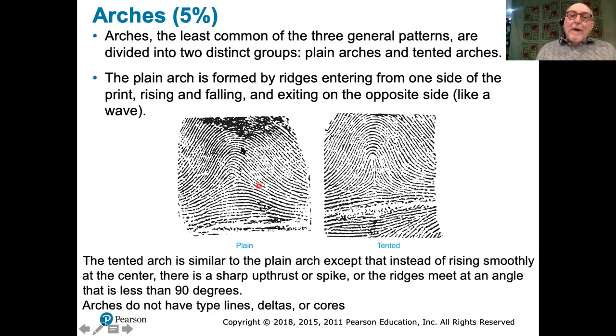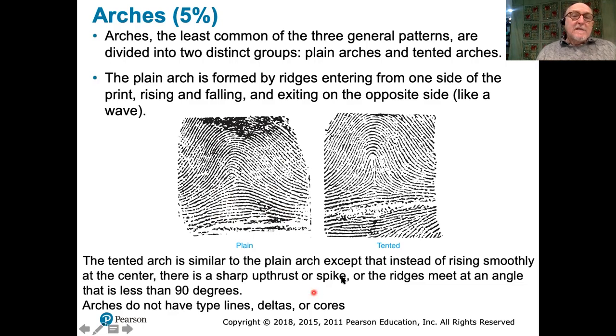And this here is a plain arch. It has no real core to it, and these are not type lines, because the type lines frame a core. The arch has no core to it. And it does not have deltas either. Although you may see lines diverging, that is actually just referred to as a bifurcation. It is not a delta. So the arches do not have deltas, and they don't have type lines. All of the lines are participating in the shape, in the form of the pattern, in other words.